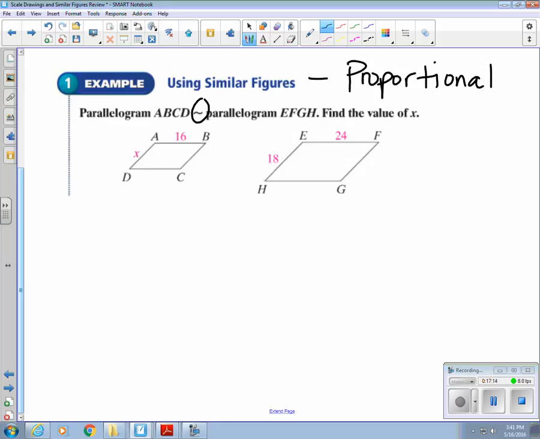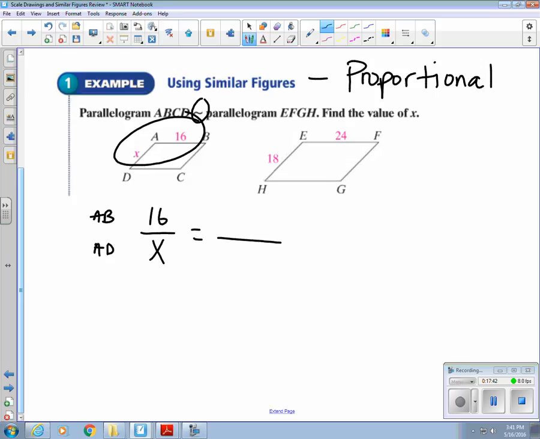So we're going to set up a proportion, and we're going to make a ratio from these two numbers. Side AB has a length of 16, so I'm going to write AB on the top. Side AD has a length of x. That's the side we're looking for.